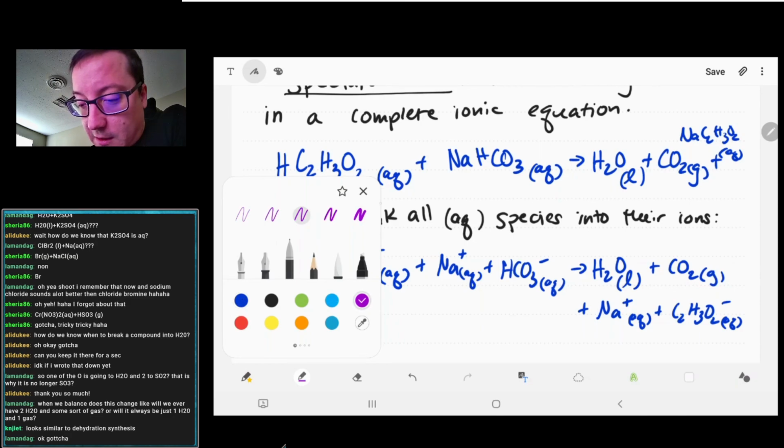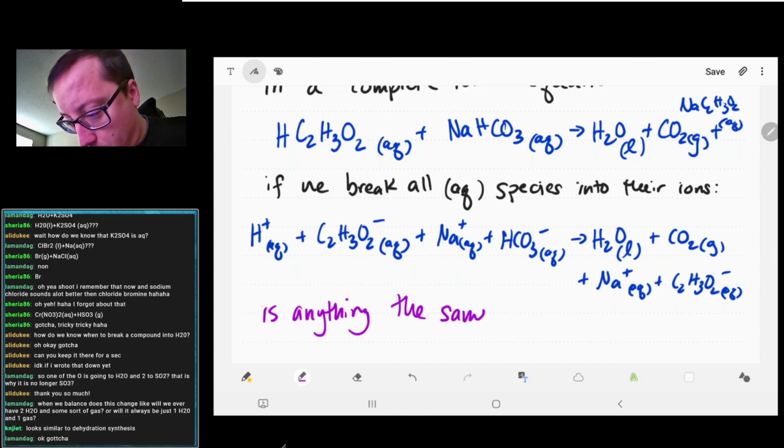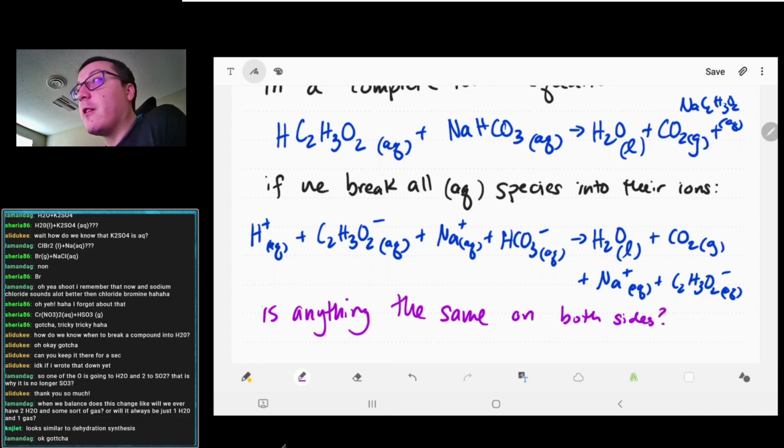What we want to do is look: is any component here the same on both sides, meaning it's exactly identical? So if we just go from left to right, do we have H plus aqueous on both sides of the chemical equation? Looking at it, we have water, we have carbon dioxide, we have sodium ion, and we have acetate ion. I do not see H plus on the right side. So now let's look at the next one.